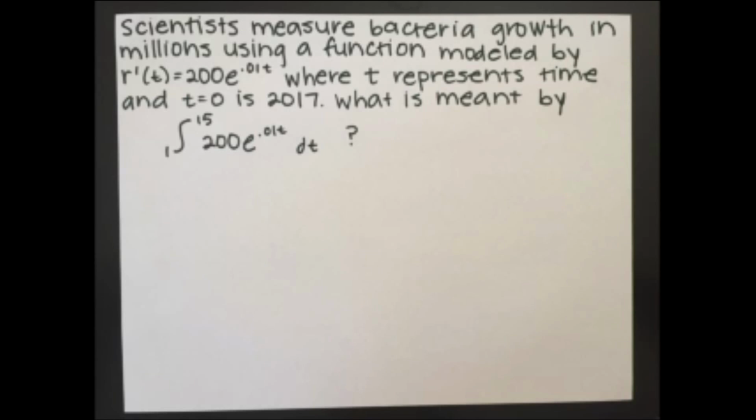Scientists measure bacteria growth rate in millions using a function modeled by r prime of t equals 200 e to the 0.01 t, where t represents time and t equals 0 is 2017. What is meant by the integral from 1 to 15 of r prime of t?